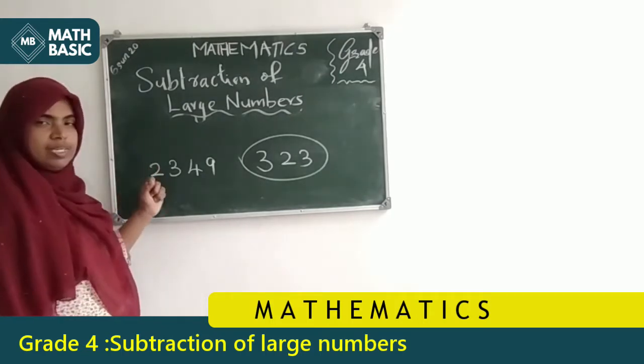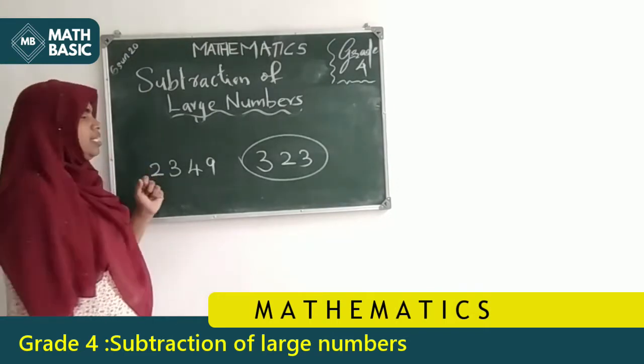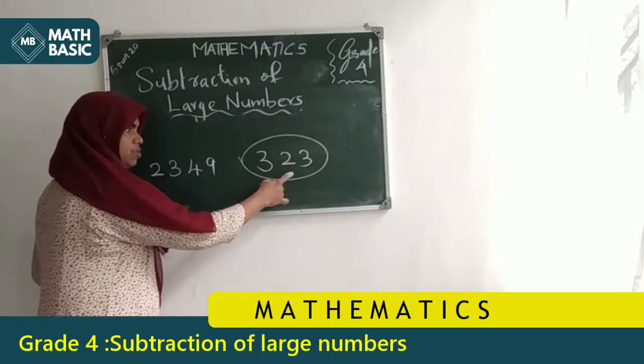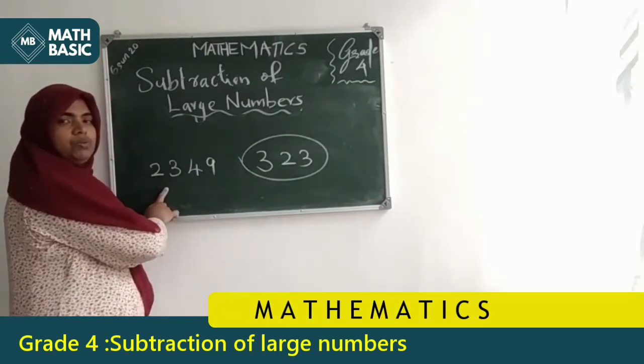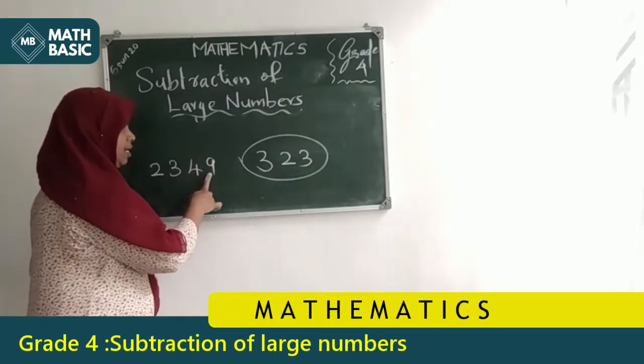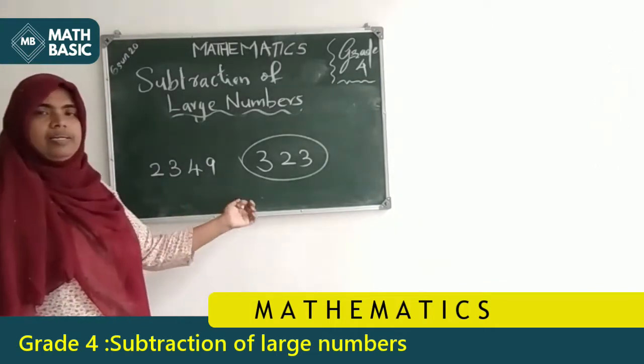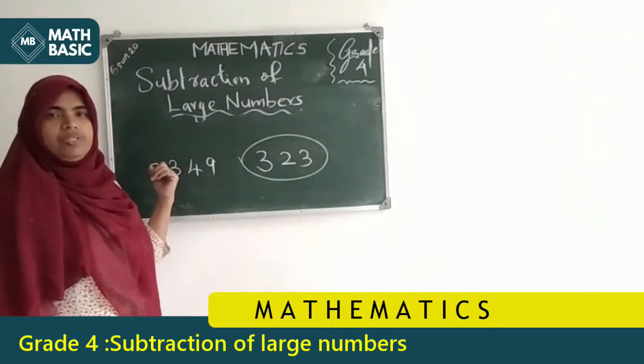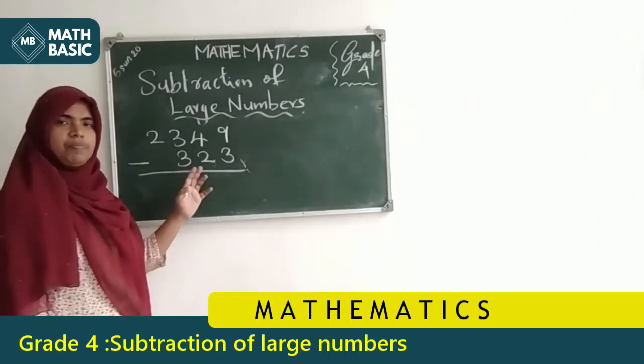Here, the operation is subtraction. That means subtract 323 from 2349. Always subtract the smaller number from the bigger number. Okay, shall we do the subtraction?